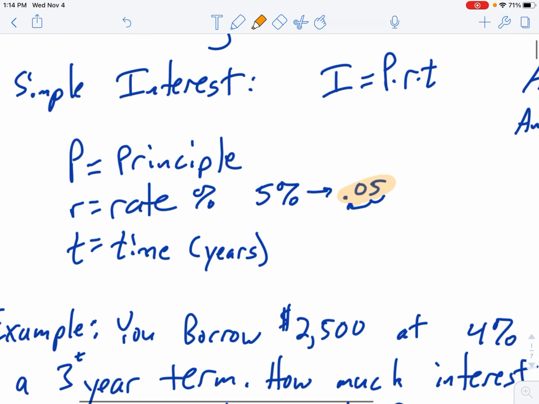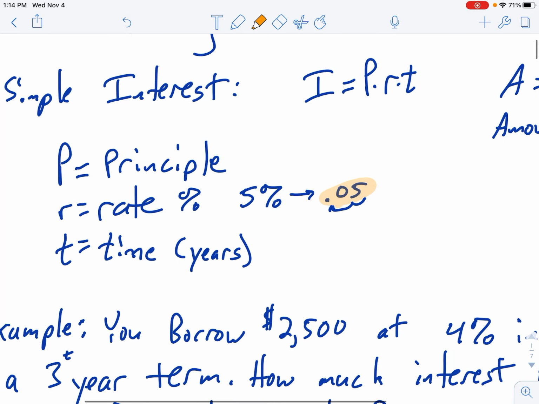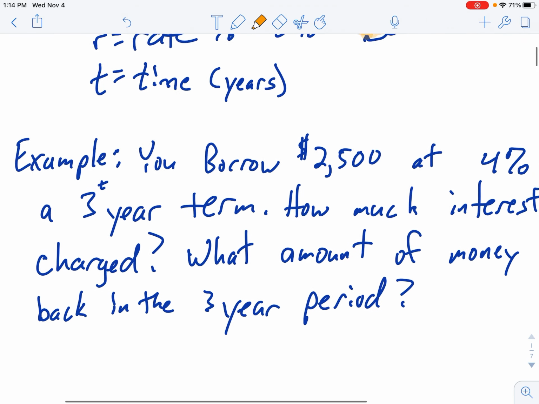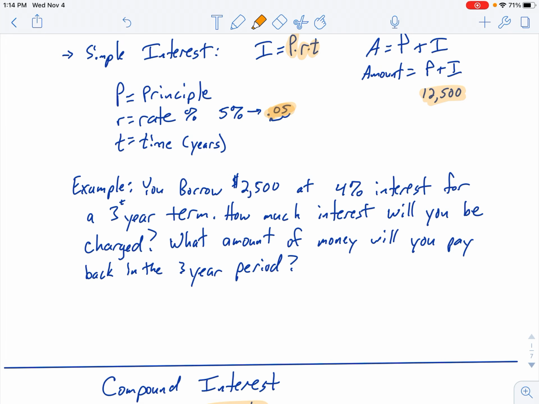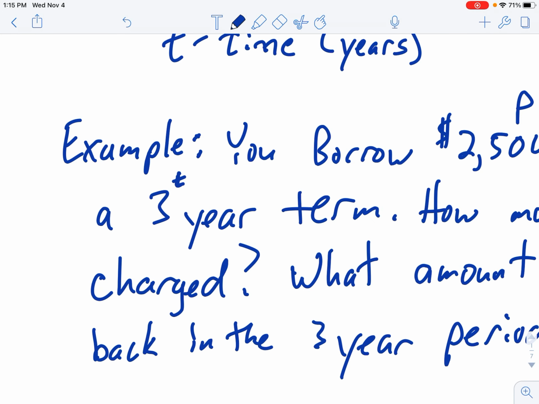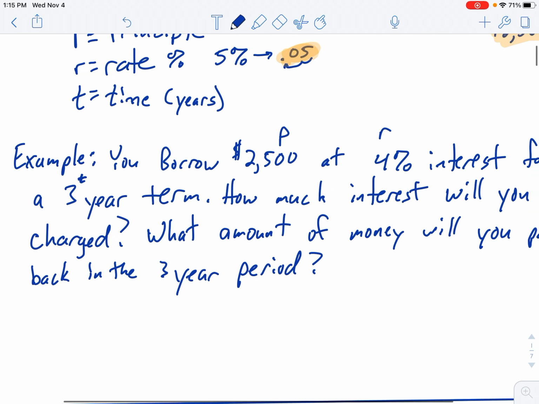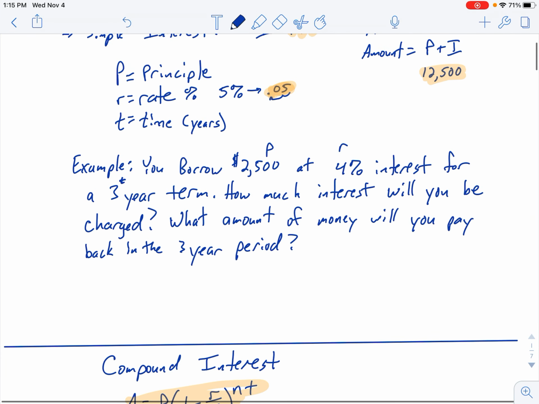Okay, so the simple interest formula is you multiply the principal times the rate, which involves moving the decimal, times the time. Example, you borrow $2,500 at 4% interest for a 3-year term. $2,500 is your principal, 4% is your rate, and then T, time, is 3 years. How much interest will you be charged, and what amount of money will you pay back in the 3-year period?